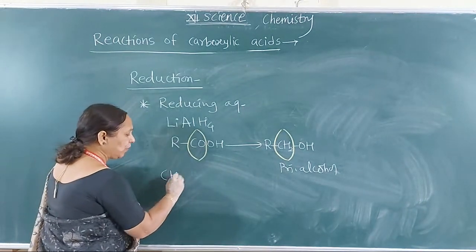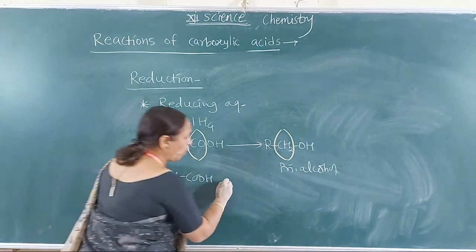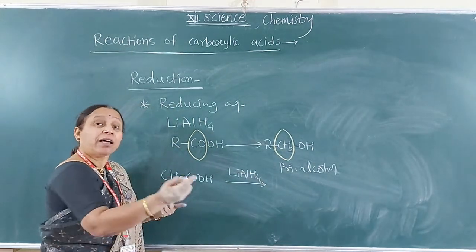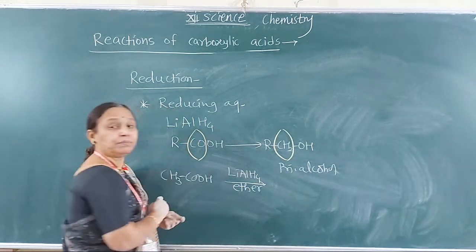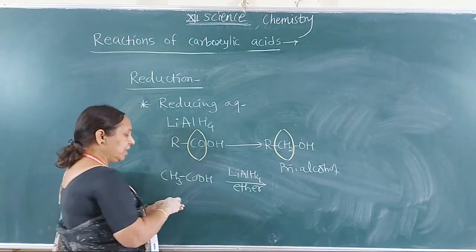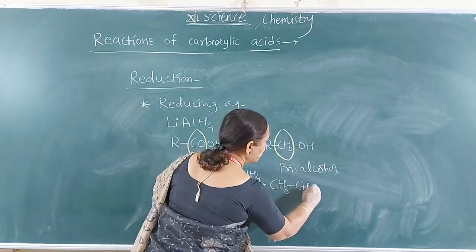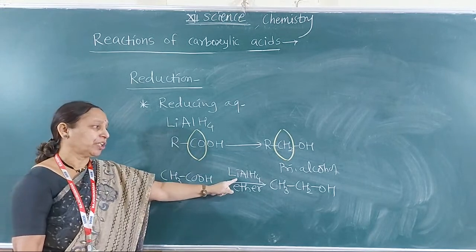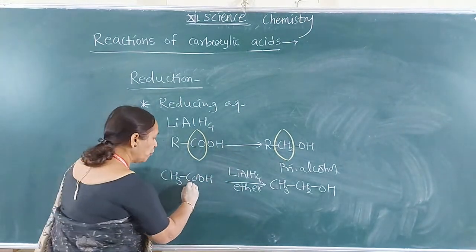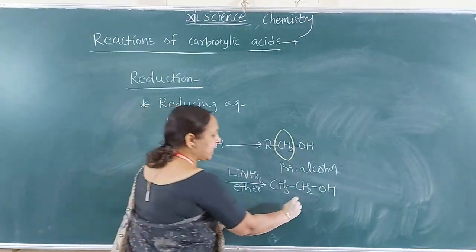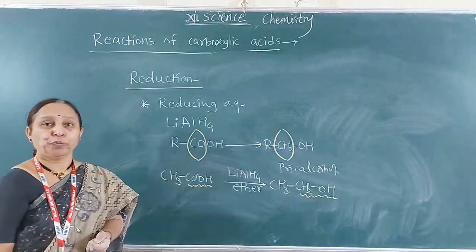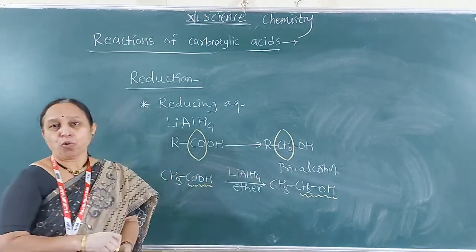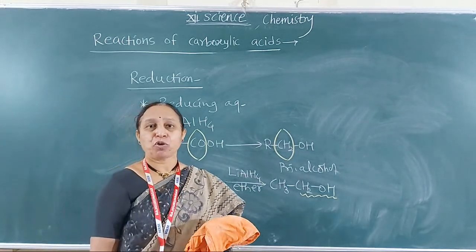Thus, consider for example acetic acid, ethanoic acid, CH3COOH, undergoing reduction in presence of lithium aluminum hydride. For this reduction process, ether medium is used, and the product is CH3CH2OH. Ethyl alcohol, ethanol is obtained. Acetic acid undergoes reduction to form ethanol. The carboxyl functional group of acetic acid is converted into primary alcoholic functional group CH2OH, and thus carboxylic acid on reduction gives primary alcohols.